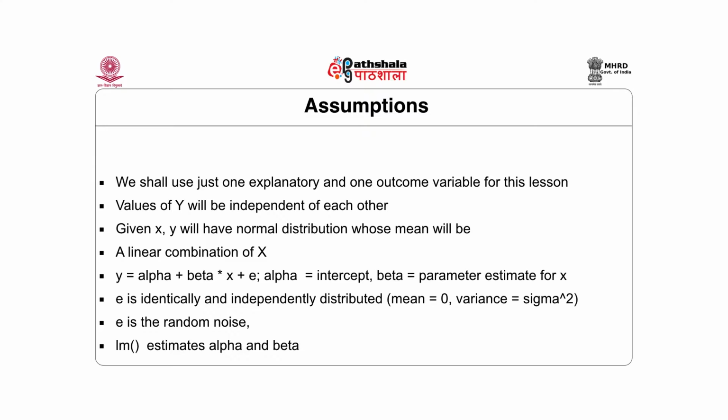So what we're going to do is this: given x, y will have a normal or Gaussian distribution whose mean will be a linear combination of x. Now here, of course, in this particular instance, this is not going to be an issue because we are only going to use one x variable. But when we use more than one x variable, that is, an explanatory variable with some covariates, then you're going to think in terms of a combination of the different x's.